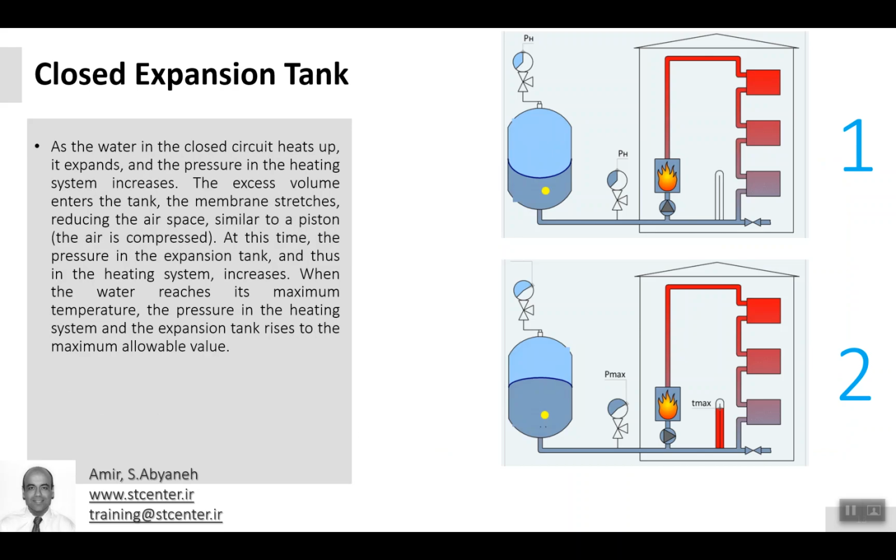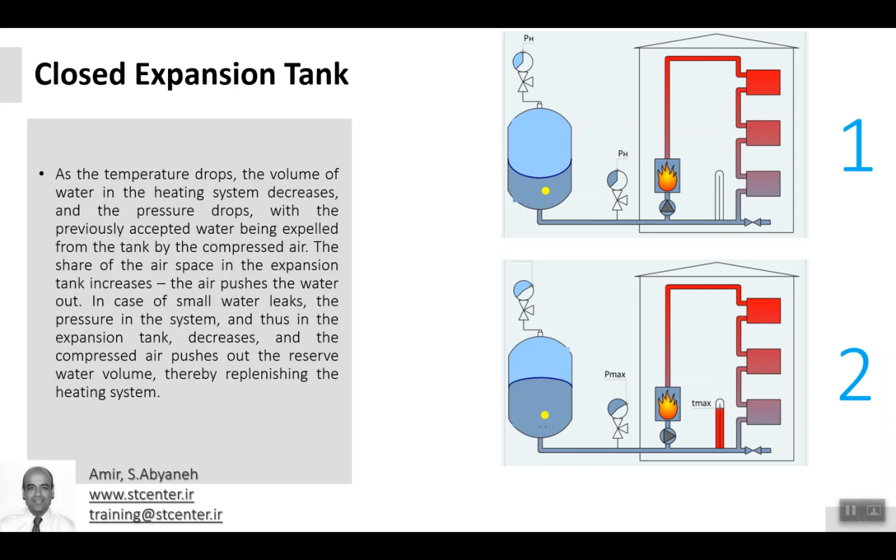In this picture, look, in picture number 1, the system is cool, not so hot, so the pressure is low, and you can see the expansion tank. But what happens when it is heated? The temperature goes up, the pressure rises, and in the expansion tank, the water pushes the gas, pushes the membrane. Then when the system is cooled, it's vice versa, from hot it goes to cool.